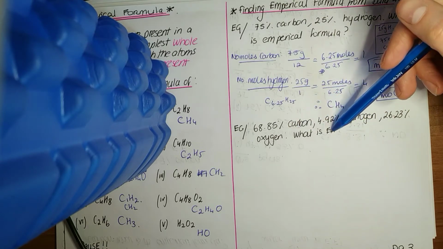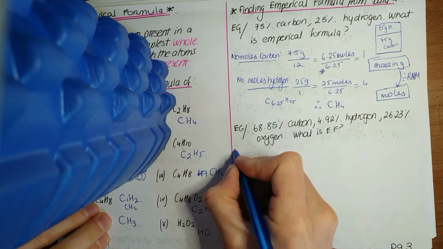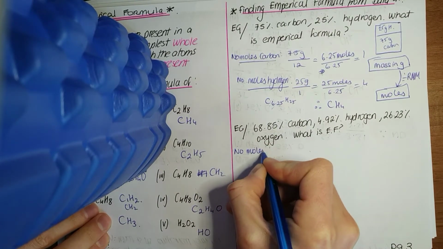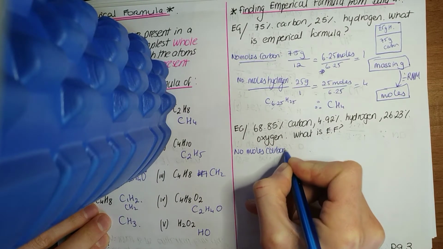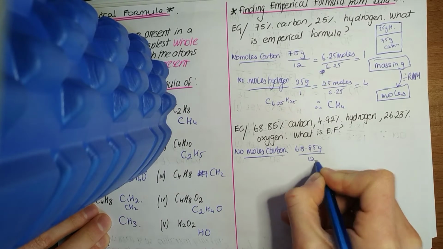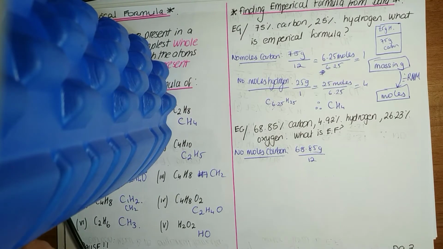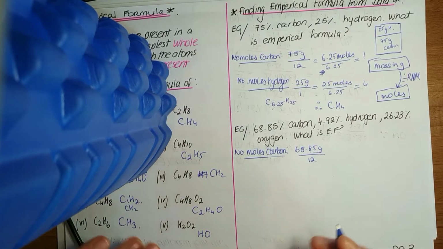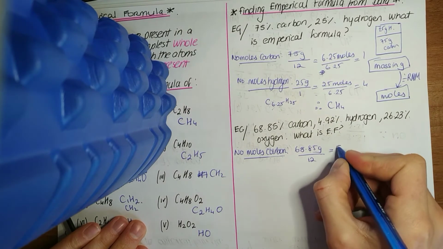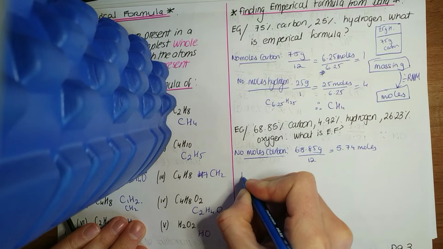The second one says a compound consists of 68.85% carbon, 4.92% hydrogen and 26.23% oxygen. What is the empirical formula, the EF, of that compound? So go back to moles of each of these. Number of moles of carbon: 68.85 grams divided by 12, its mass number, and we get 5.7375, roughly 5.74 moles.